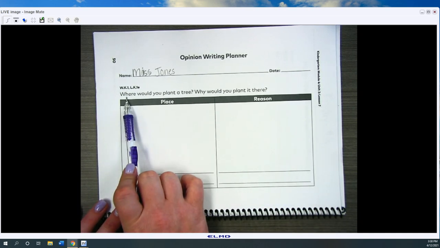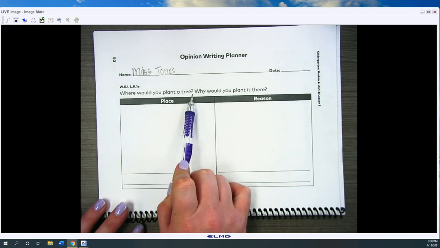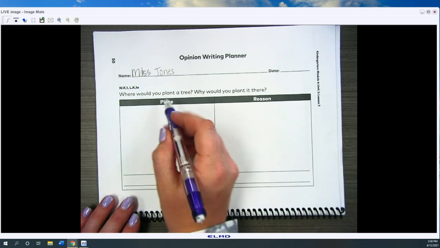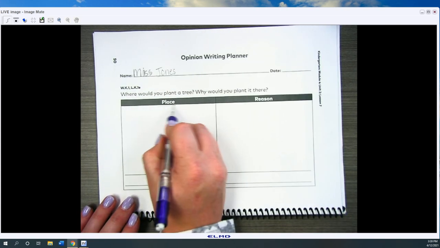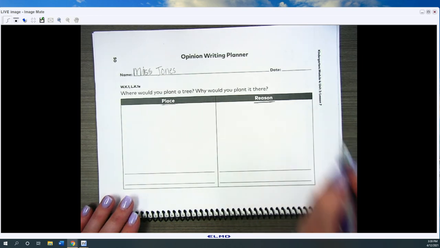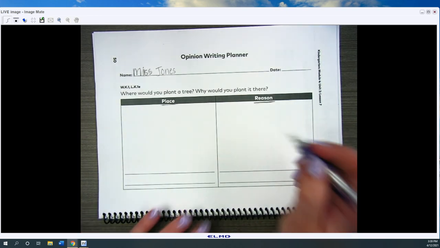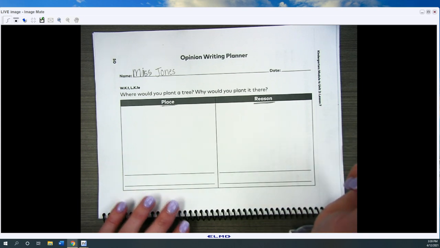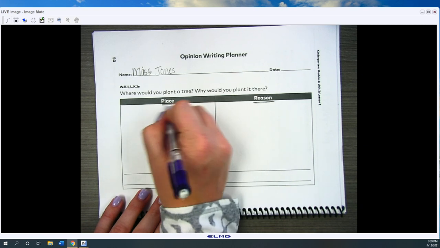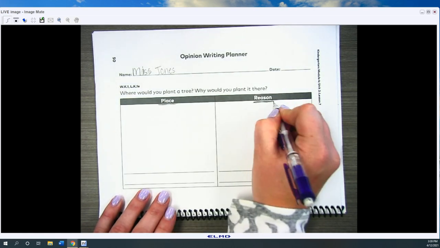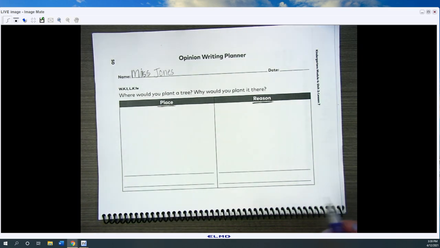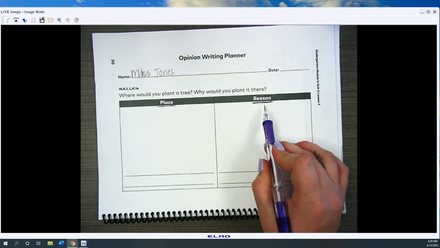Okay, so the prompt: where would you plant a tree and why would you plant it there? So you have your place that you will fill out and your reasoning that you will fill out today. This is just a planner. This will not be our final opinion writing. This is just to plan out what we are going to write about, what our opinion is, and what our reasoning is. So we have place and reason.